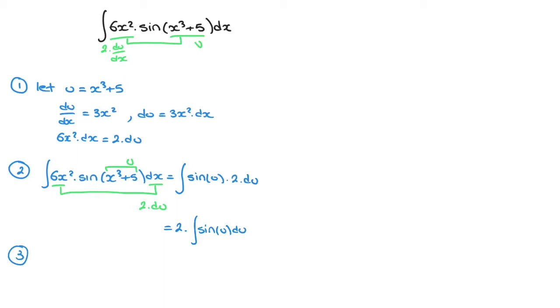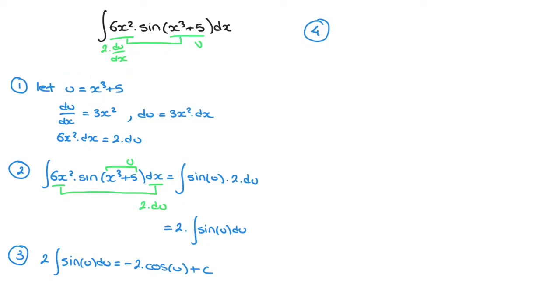We move on to our third step, which is to integrate this with respect to u. And that would be 2 times the integral of sine of u equals, well, the integral of sine is negative cosine, so this will turn into negative 2 times cosine of u plus some constant of integration, c. We're done. We move on to our fourth and final step, step 4, in which we rewrite this answer we found in step 3 in terms of x. And to do that, we simply replace u by its expression, which is x cubed plus 5.